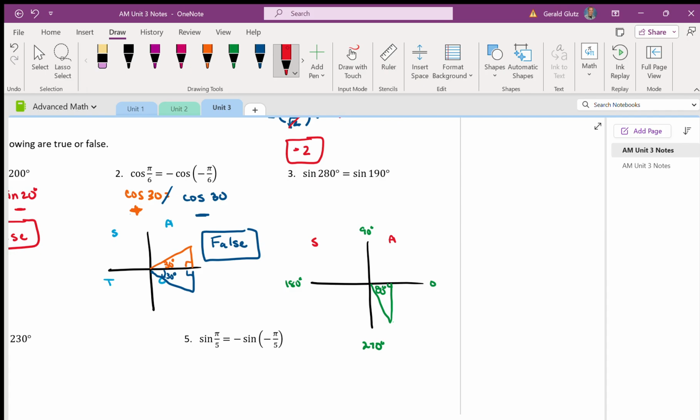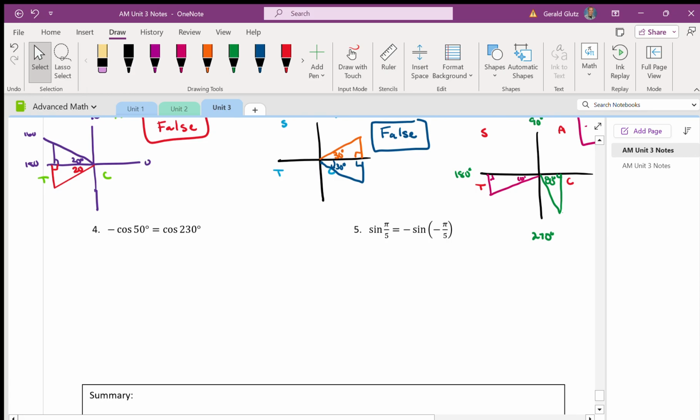So we have all students text in class. So only cosine is positive, so that means sine. We have the sine of 80 degrees, and this is a negative. And then we have 190, which is 10 degrees past 180. So this angle would have to be 10. And this would also be negative. So we have sine of 10. It's the same as sine 10, but this is negative. They're both negative, so they both have the same sign. However, 80 and 10 are not the same. Those are not equal to each other, so that would be false as well. Maybe one of these will be true. We'll see.